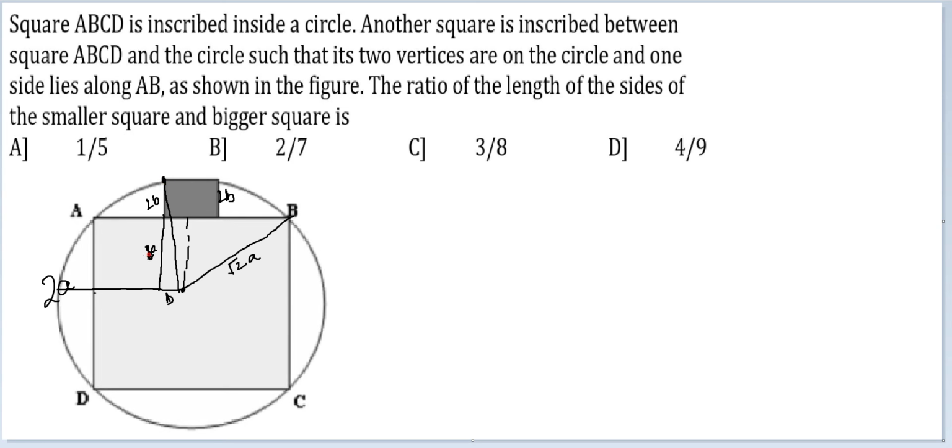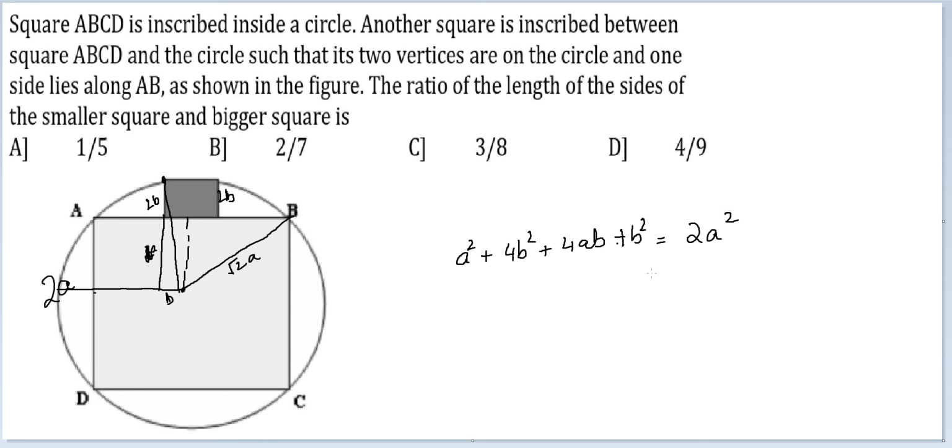Okay. So now I have a right angle triangle with one side is a plus 2b, one side is b, and one side is root 2a. So I can link them up. a square plus 4b square plus 4ab plus b square is equal to 2a square.